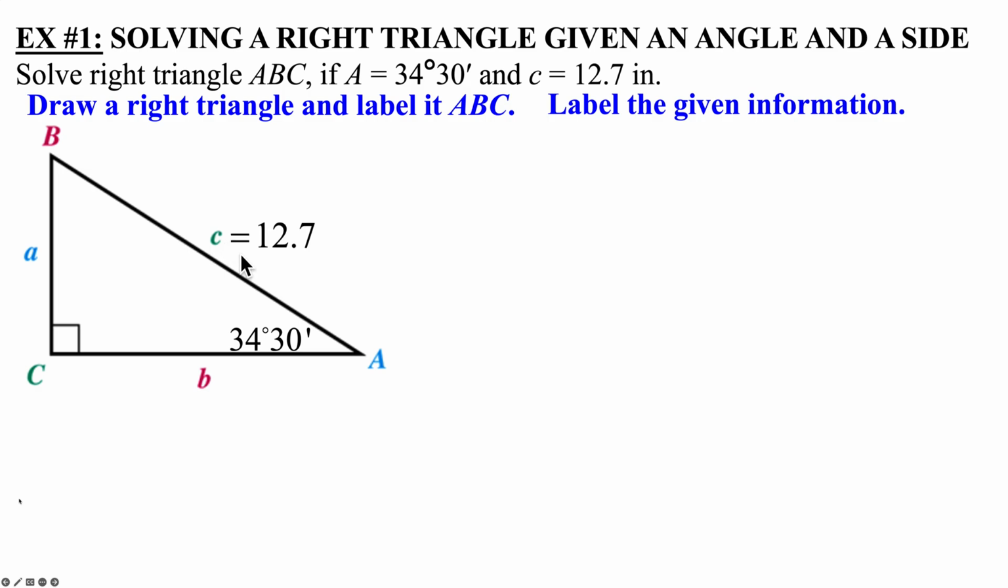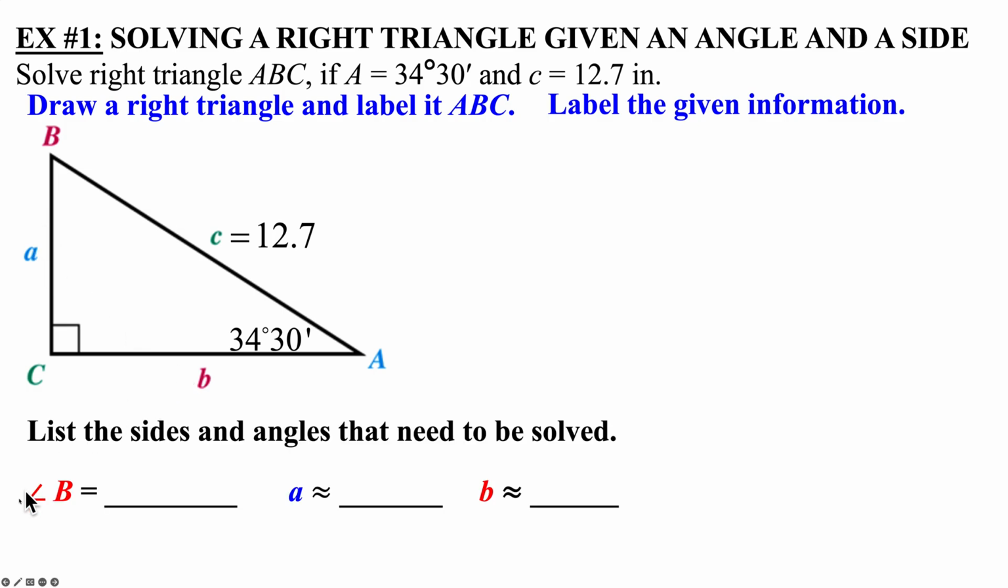Now the next good thing to do is to write down what it is you're missing. Well, we have angle A and side C, we don't have angle B, and we need sides A and B. So I'm going to write those down. This is what I'm looking for. All right, to find angle B, that's what we're going to find first. That's basically doing this arithmetic right here.